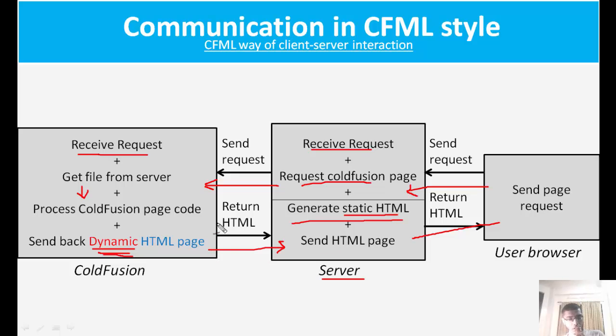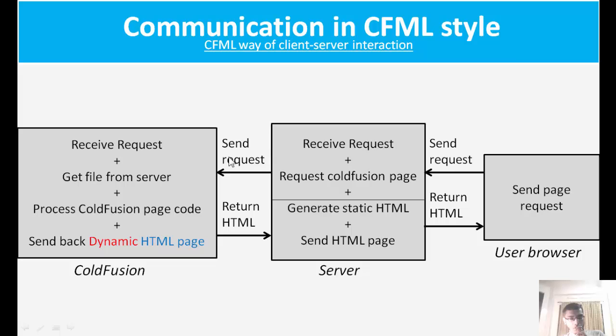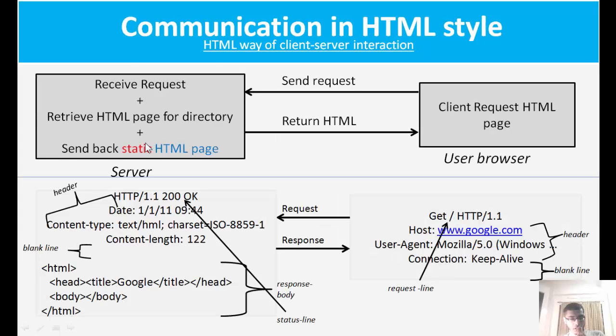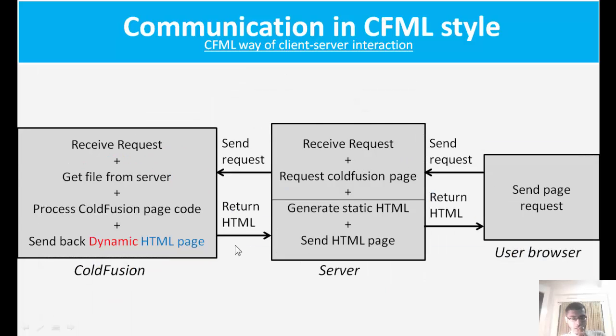Before, we saw that there was only a two-way interaction here. The user is requesting a static page, and the server is sending a static page. But now we see that the user, like before, is requesting a static page, but the server is redirecting it to the dynamic or ColdFusion server, which generates a dynamic page, and the server sends back the static page.